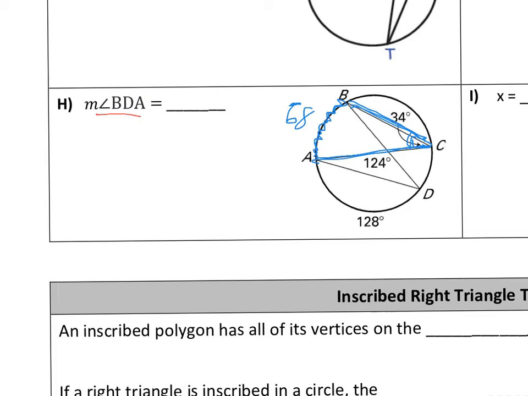So let's go back to the angle they're actually asking for. They want to know BDA. Well, BDA opens up to the same exact arc, which tells me that it must be the same measure. It also has to be 34, or you could think of it as being half of 68, the intercepted arc.